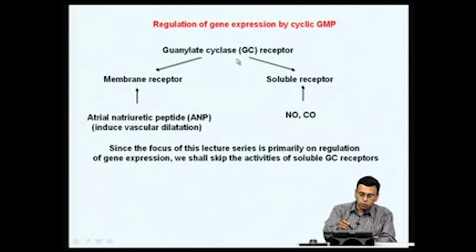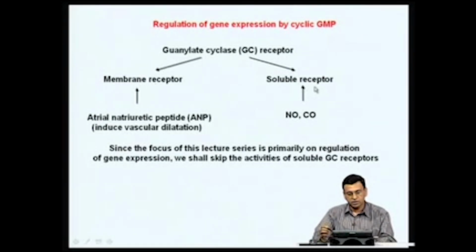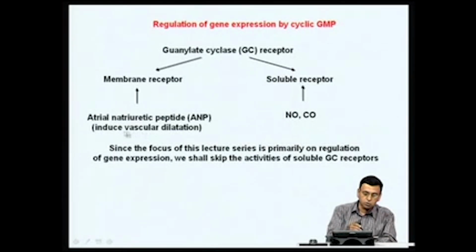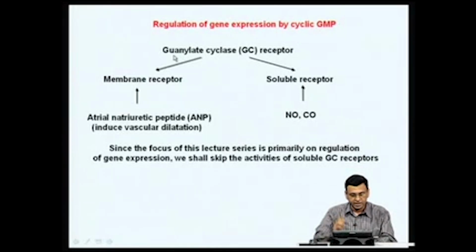Similarly, there are two types of guanylate cyclase, the membrane bound guanylate cyclase and the soluble guanylate cyclase receptors. Gaseous molecules like nitric oxide and carbon monoxide primarily activate the soluble receptors, whereas polypeptide hormones like the atrial natriuretic peptide or ANP, which plays a very important role in vascular dilation, and so has a very important role in cardiovascular disorders and regulation of blood pressure and so on and so forth, when these peptides bind to their specific membrane receptors, they activate the membrane bound guanylate cyclase receptors.